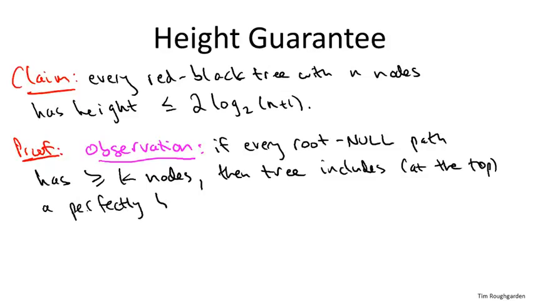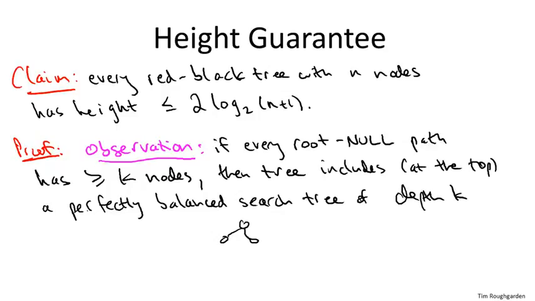The proof of this observation is by contradiction. If in fact you were missing some nodes in any of these top k levels, well, that would give you a way of hitting a null pointer seeing less than k nodes. So what's the point? The point is this gives us a lower bound on the population of a search tree as a function of the length of its root null paths.